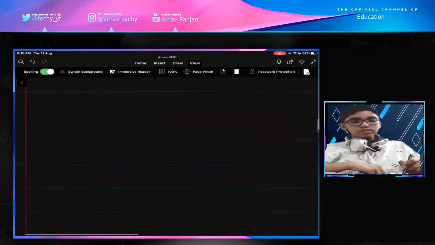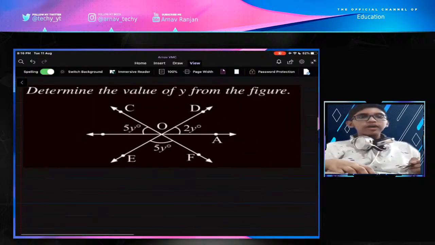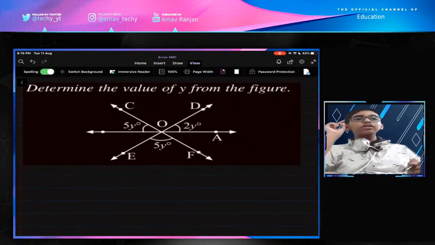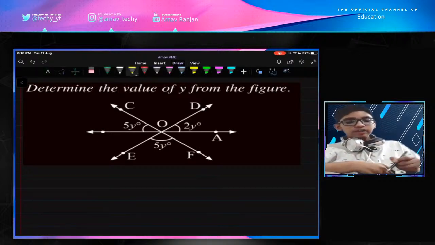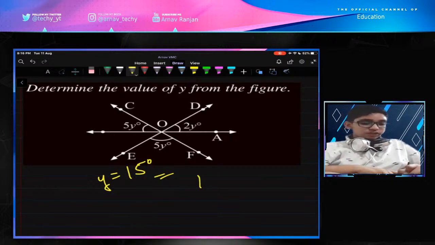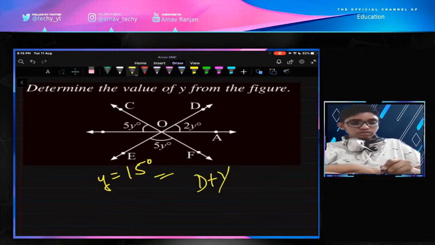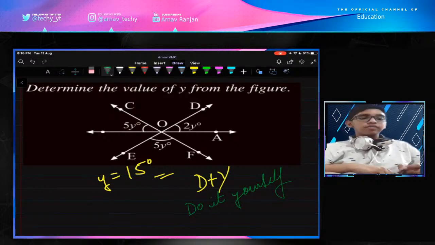The next two questions are your homework. Determine the value of y from the figure. I will just write the answer, I will not write the explanation. The value of y is 15 degrees. You have to do it yourself, DIY. Do it yourself.